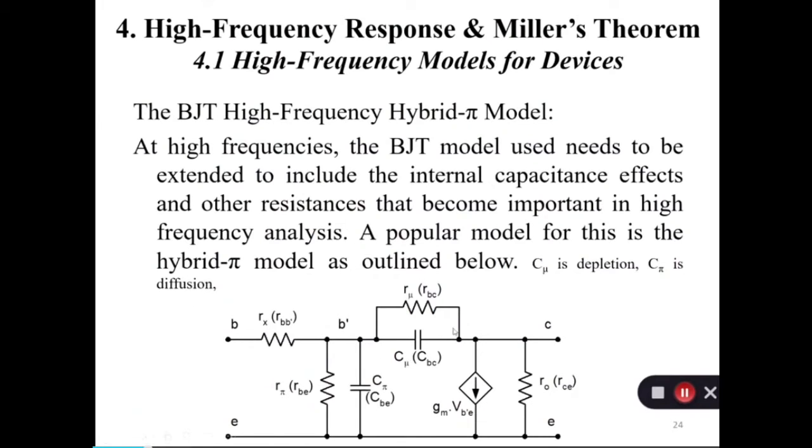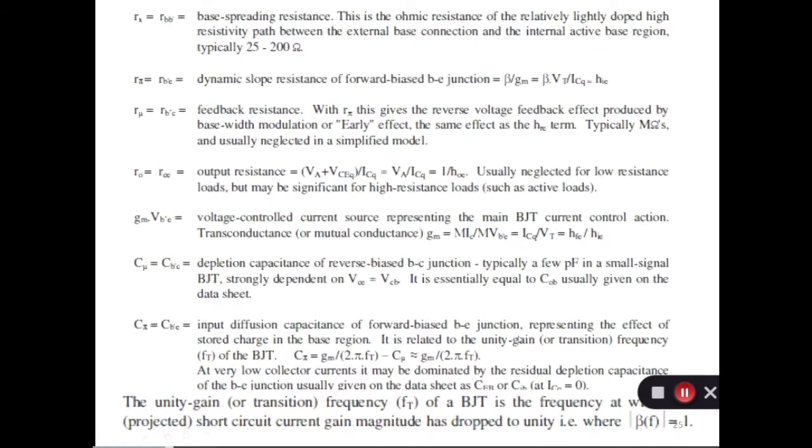Now this resistor is R mu. It is known as feedback resistance because it is connected between the input side and the output side, because we are taking the output from this terminal, C to E. So this is the output terminal, this is the input terminal. So this resistance R mu is known as feedback resistance. This RO is the output resistance. It also has a formula: VA plus VCEQ divided by ICQ. Or you can write this formula in this format.